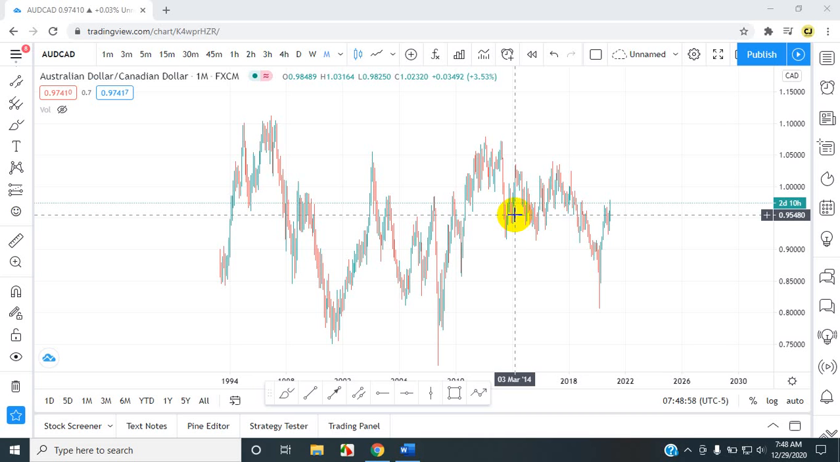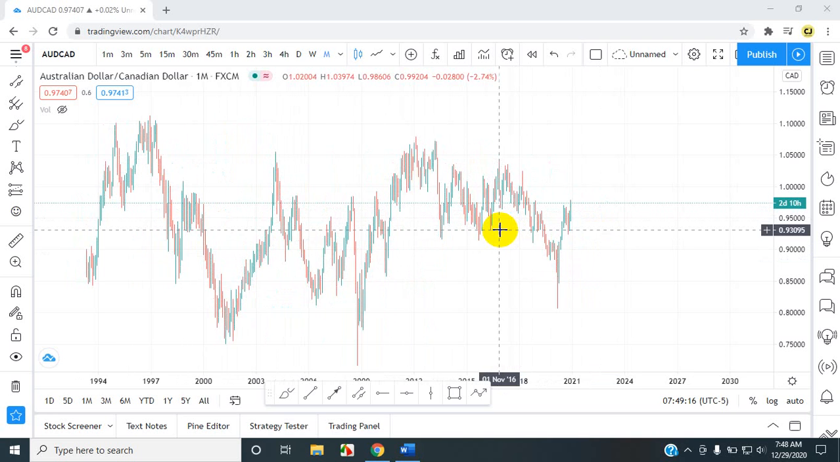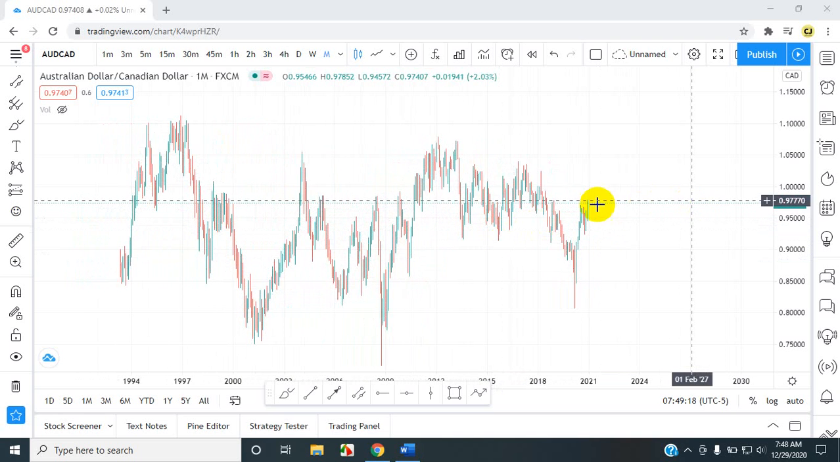The time now is 7:48 a.m. Today's date is December 29th, 2020. The pair we will be looking at is AUD CAD, the Australian dollar versus the Canadian dollar. Alright, let's get back to business and see what's going on in the market. We're going to mark up on a monthly to see what's going on.